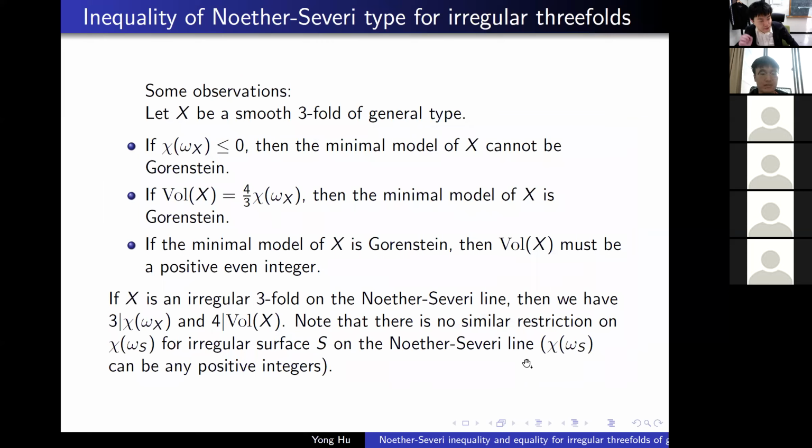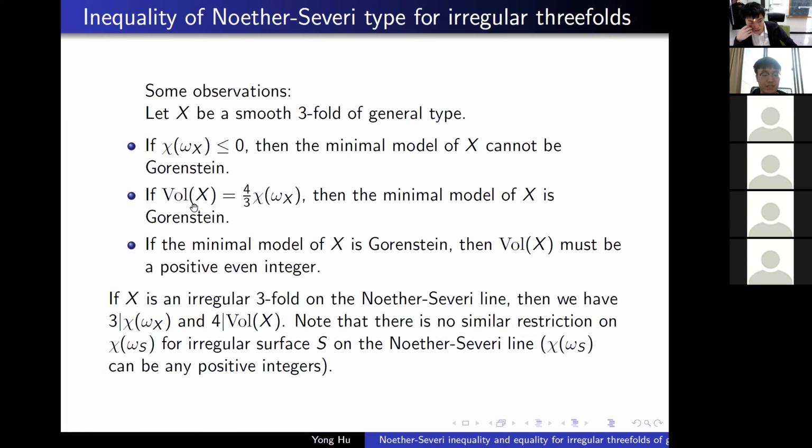Here are some observations. Now let X be a smooth threefold of general type. If chi omega X is less than or equal to 0, then the minimal model of X cannot be Gorenstein. Because if X has a Gorenstein minimal model, then by a result proved by Miałka and Reed, we know that chi omega X must be larger than 0. So if this one is less than or equal to 0, the minimal model cannot be Gorenstein.